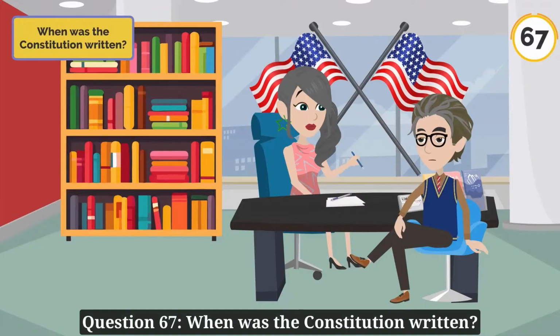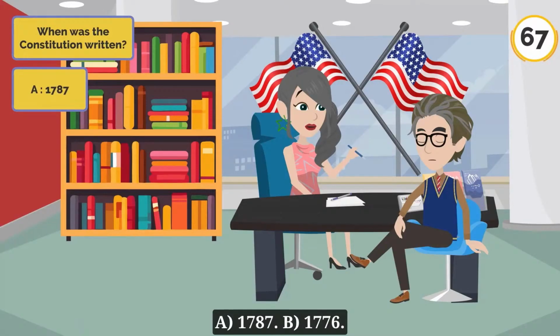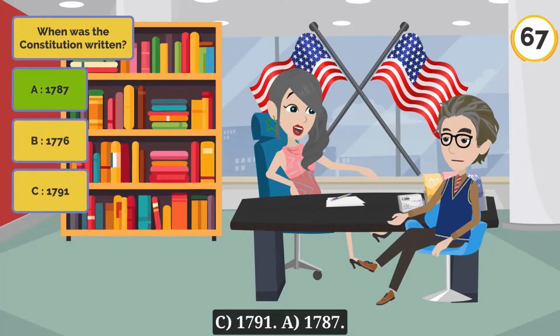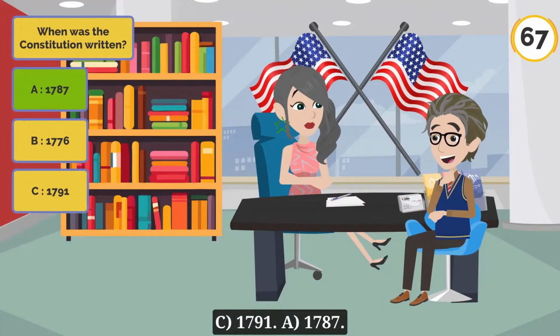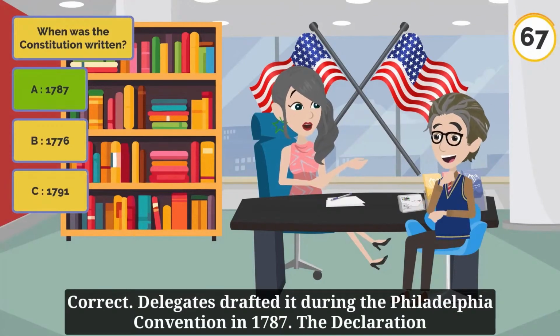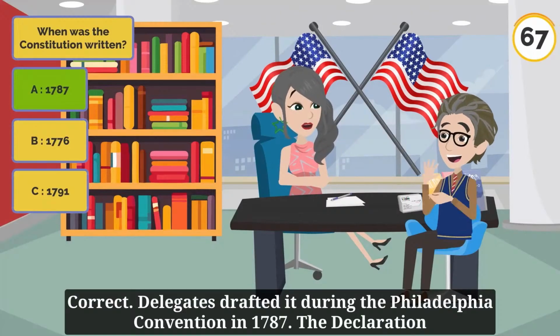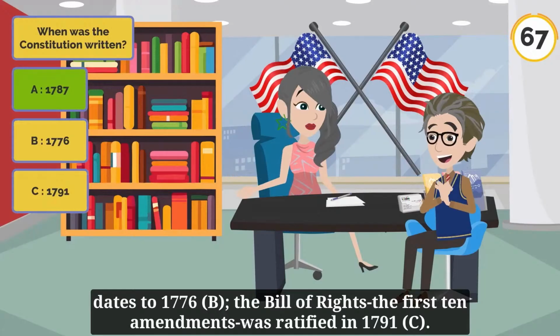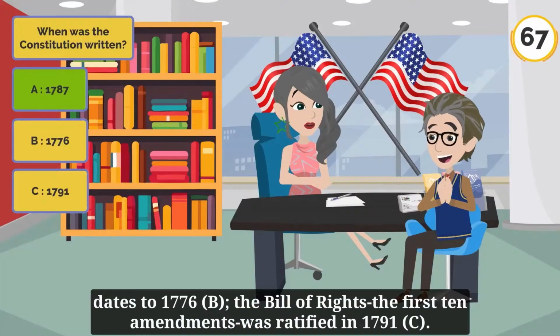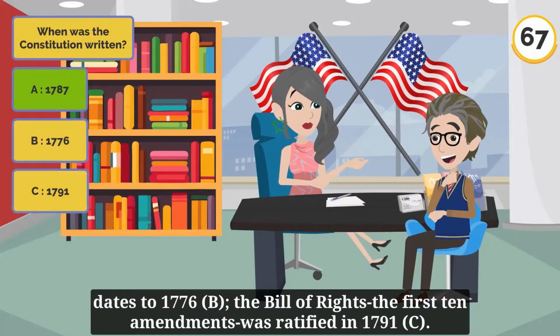Question 67. When was the Constitution written? A. 1787. B. 1776. C. 1791. I'll go with A. 1787. Correct. Delegates drafted it during the Philadelphia Convention in 1787. The Declaration dates to 1776, B. The Bill of Rights, the first 10 amendments, was ratified in 1791, C.